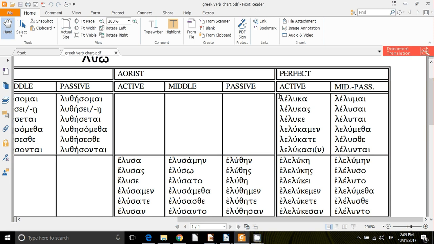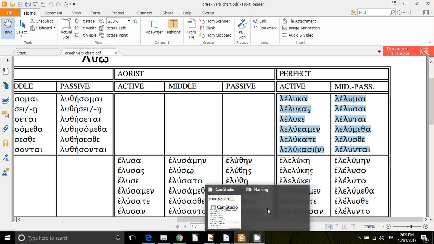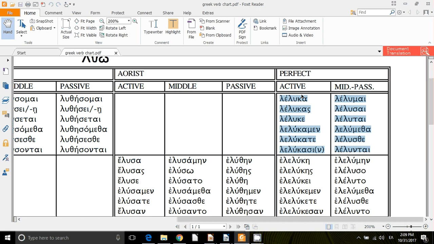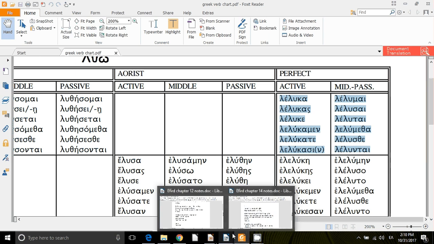So here are the two charts we need to make sure we get: the perfect active and the perfect middle passive. But you also need to understand how those are formed. The reduplication, adding the kappa, and then in irregular fifth principal part, simply dropping the kappa and allowing these endings to be connected right to the stem. Mai, sai, tai, metha, sthe, ntai. Okay. The pluperfect.